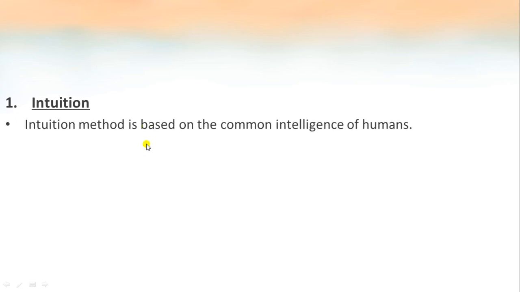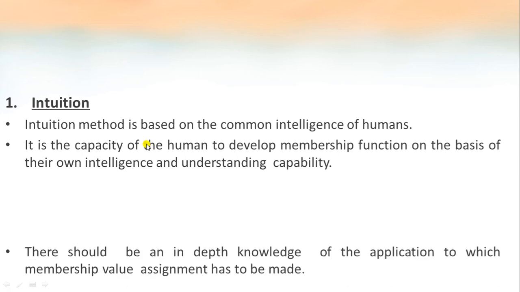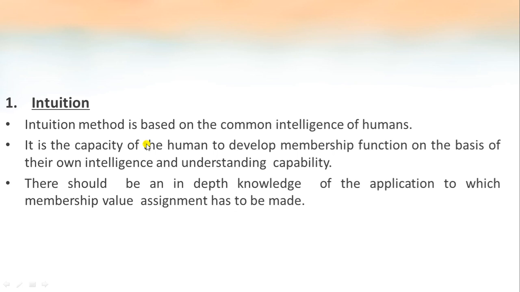What is meant by intuition? Actually, this is a method which is based on the common intelligence of humans. We can say that it is the capacity of humans to develop a membership function on the basis of their intelligence and understanding capability. In order to assign a membership function to a variable based on intelligence and understanding capacity, there should be in-depth knowledge of the application to which membership value assignment has to be made.